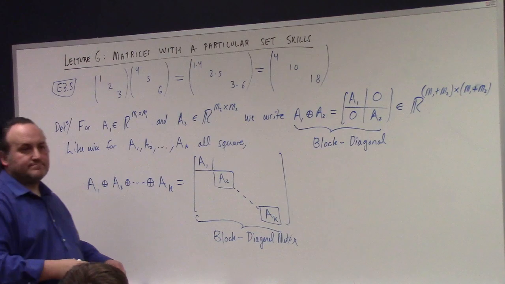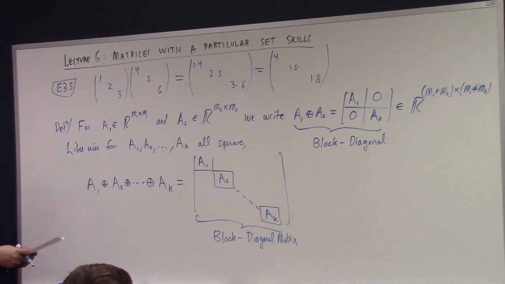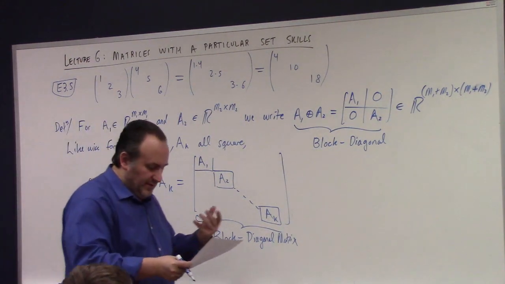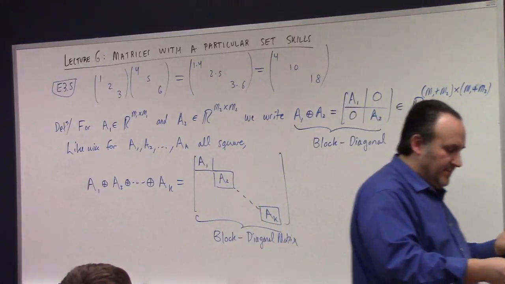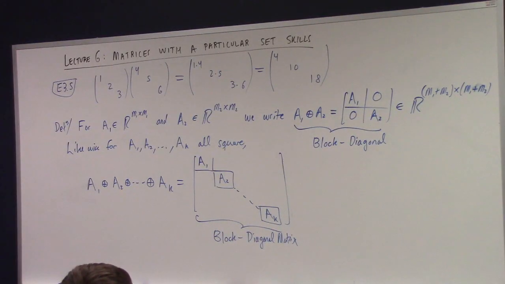All right? So if a matrix M is the direct sum of square submatrices, for some set of square matrices, then M is said to be in block diagonal form. All right?